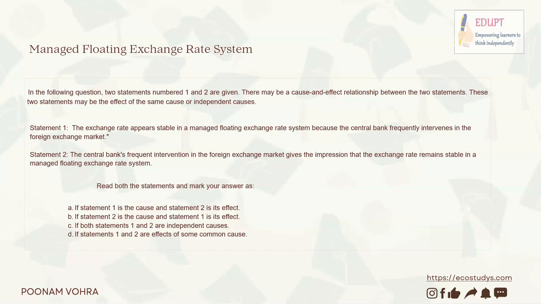After reading these two statements, you need to identify which option is correct. Option A, if statement 1 is the cause and statement 2 is the effect. B, statement 2 is the cause and statement 1 is its effect. C, if both statements 1 and 2 are independent causes. And D, if statements 1 and 2 are effects of some common cause.